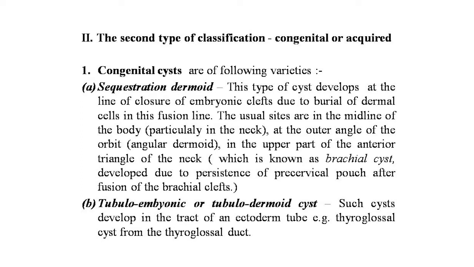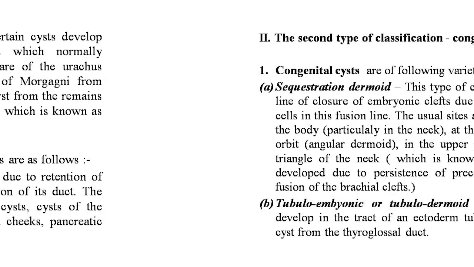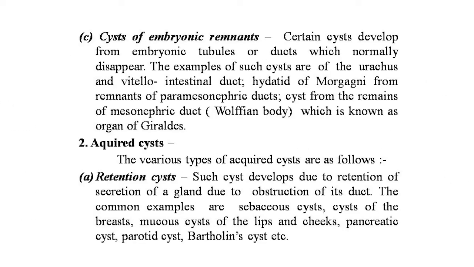Such cysts develop in the tract of the ectoderm tube, that is the thyroglossal cyst from the thyroglossal duct. Now the third congenital cyst is the cyst of the embryonic remnants. Certain cysts develop from embryonic tubules or ducts which normally disappear. The examples of such cysts are of the urachus and vitellointestinal duct, hydatid of Morgagni from the remnants of the paramesonephric ducts. Cysts from the remains of mesonephric duct, that is the Wolffian body, which is known as the organ of Giraldes. Second type of the cyst is the acquired cyst.